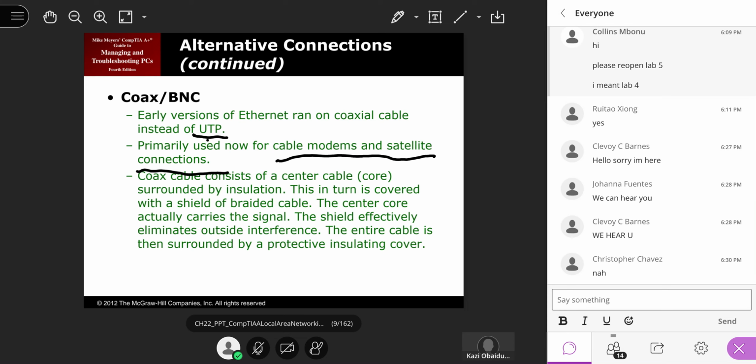We are using this thing, and coaxial cable consists of a center cable core. It is in two parts: one cable is in the center and the other cables are in the surrounding. A very interesting coaxial cable structure that we are going to see in the next page. This in turn is covered with a shielded or braided cable. So all the cables are well covered.